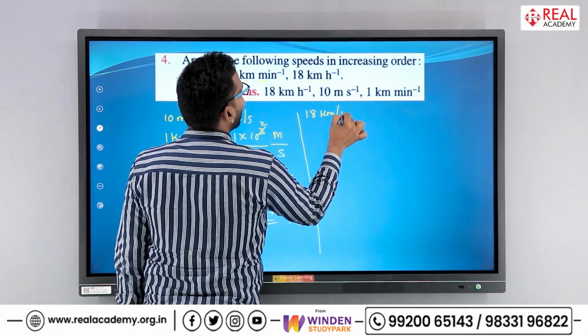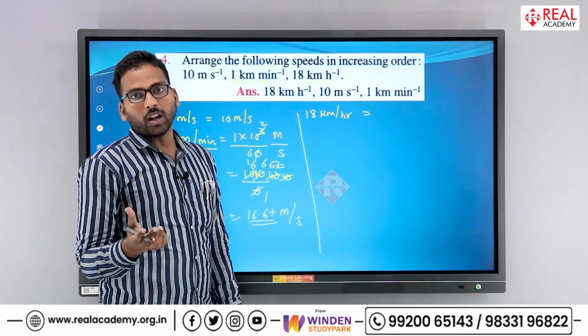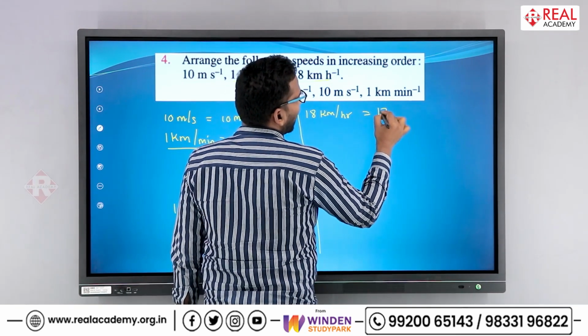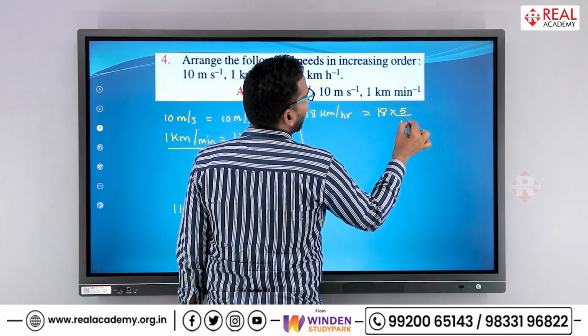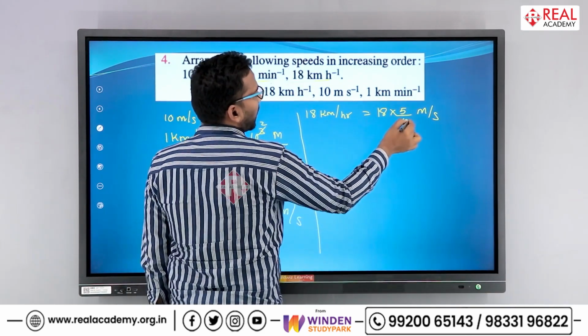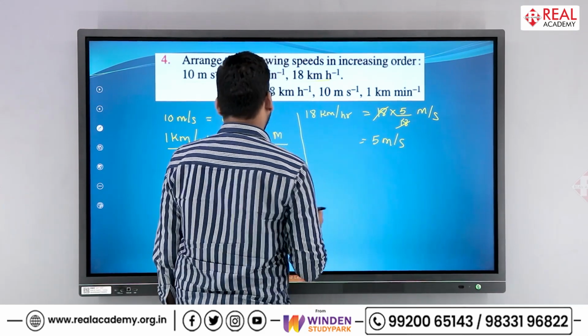18 kilometer per hour. See, for 18 kilometer per hour, we do have a value, that numeric fraction, that is 5 by 18. So take that value 5 by 18. That is 18 into 5 by 18. This gives in the term meter per second. 18 and 18 will get cancelled. You will get 5 meter per second.